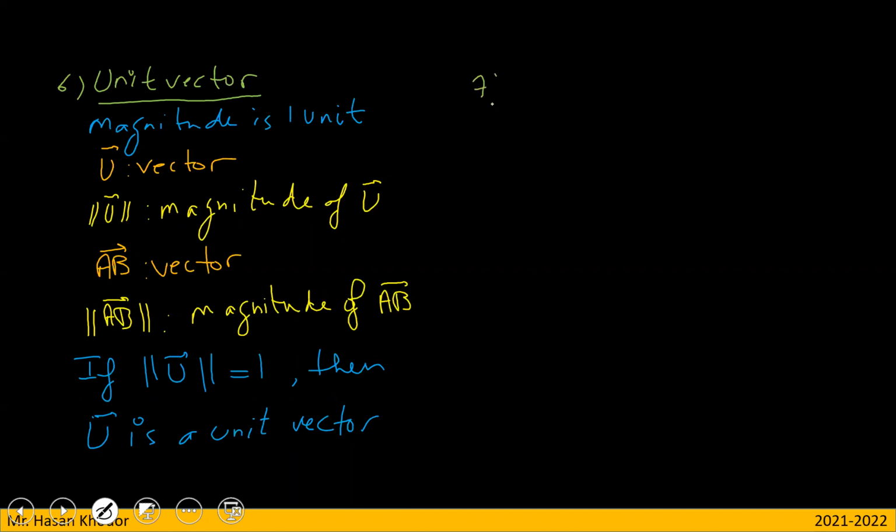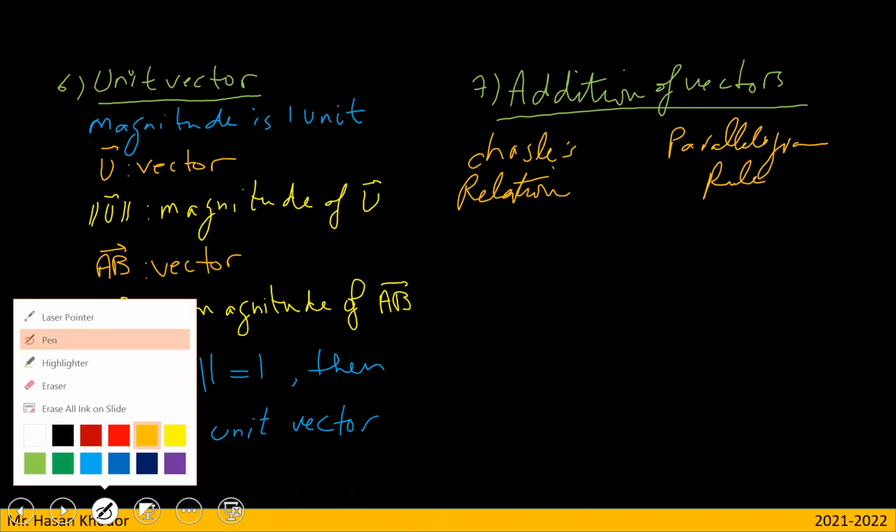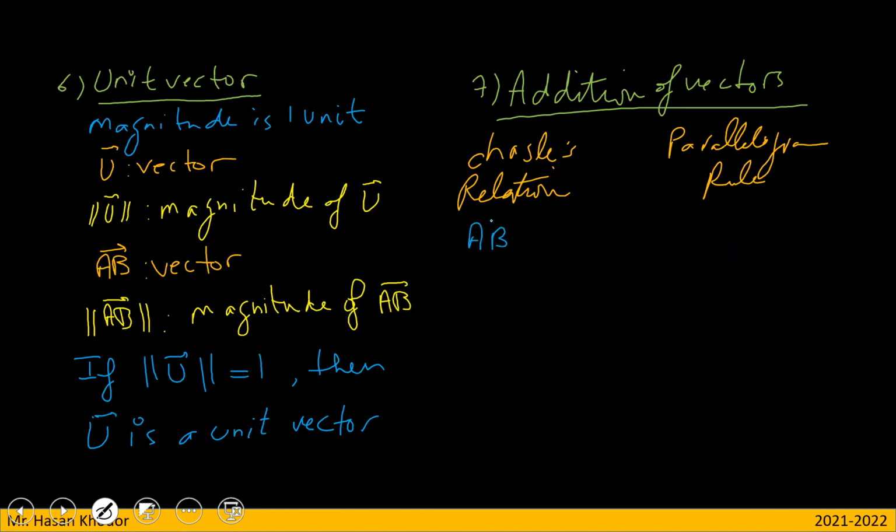Now, let's recall what are the methods of addition of vectors. Addition of vectors. Yes, we have two methods of adding vectors. Let's recall them. The first one, Chasles's relation. And we have also the parallelogram rule. The condition of Chasles's relation is that the vectors must be consecutive. That is, if the first vector is AB, then the second vector must be what? BC. Exactly. So now when we add them, what do we get? AC. These vectors are consecutive vectors.